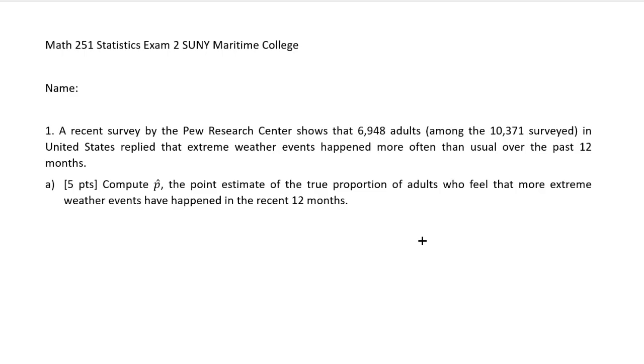This is an actual exam I gave in my statistics course. It's about hypothesis testing and estimating population proportion or population mean. Let's start with number one, where there's a survey where 6,948 adults say extreme weather events are happening more often, and this is among the 10,371 surveyed. The first question is about the point estimate of the true proportion.